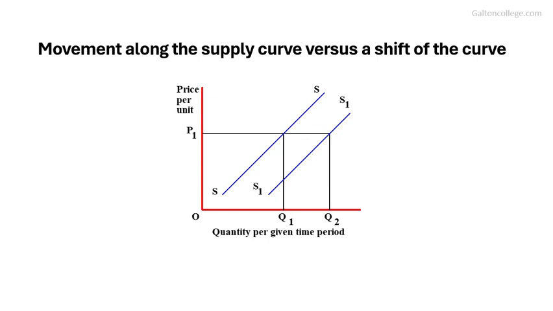If we get a change in price, we move along the curve. And if some determinant of supply changes, it causes a shift of the curve. And that will be mentioned in other classes as well. That's all we're going to deal with here.